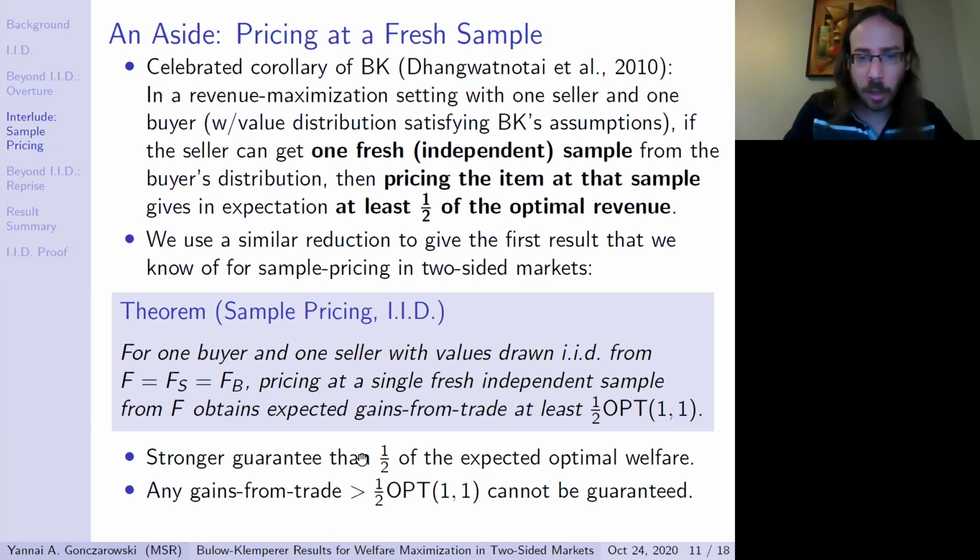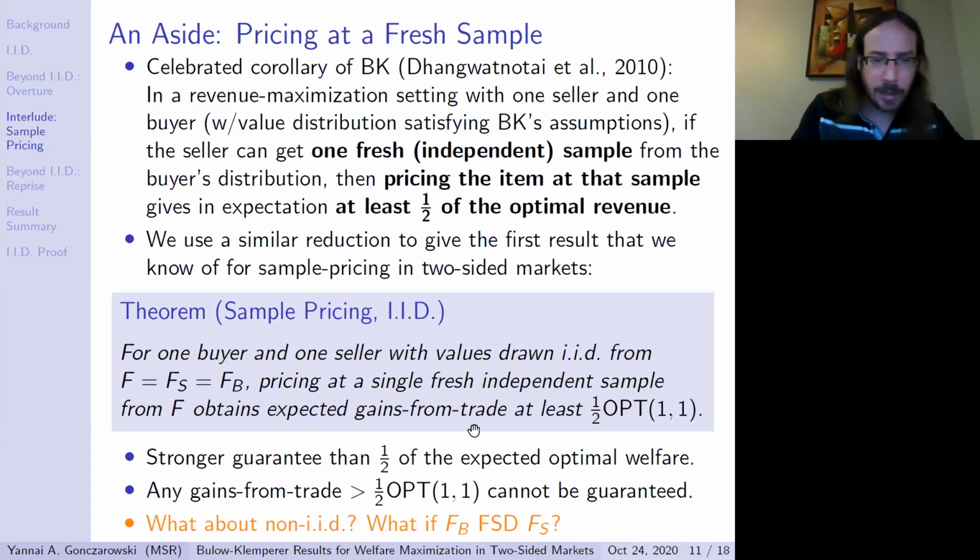I should note, till now, I always said beating the expected welfare in the original market is the same as beating the expected gains from trade. When you talk about fractions, beating 1/2 of the expected gains from trade is actually stronger than beating 1/2 of the expected optimal welfare. So this is the harder thing you could think of. We also show that nothing better than 1/2 of opt could be guaranteed. For many distributions, what you get is exactly 1/2 of opt.